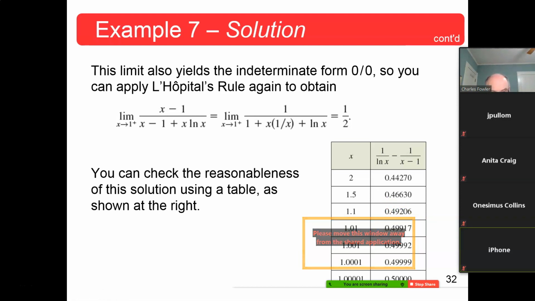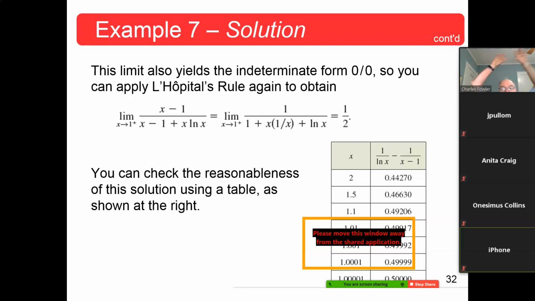And I think you can't see it until this disappears. Let's get closer to 1, like 1.01, you get 0.49917. That's awfully close to 0.5. 1.001, you plug that in. Here we go, you get 0.499992. 1.0001, 0.499999. 1.00001, you get 0.5, about as close as you can get to it.